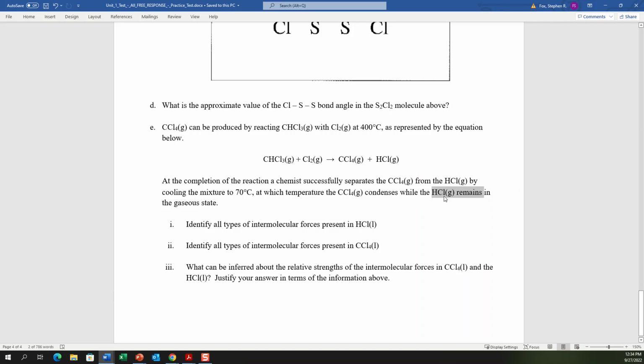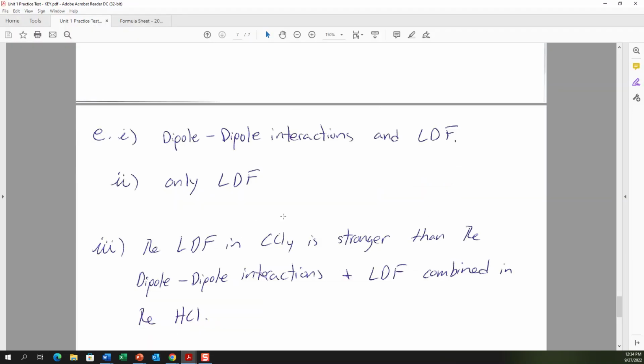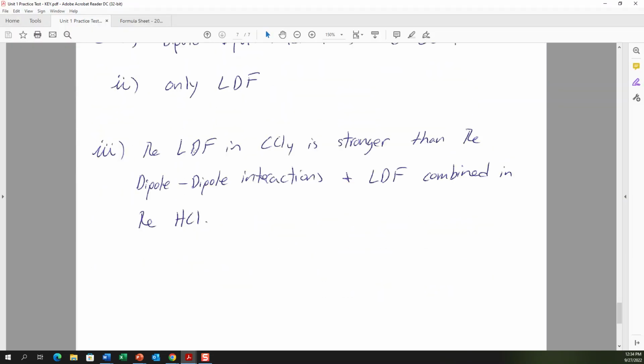So that's telling you that this one has weaker IMFs, okay? And so all you have to do is say the HCl, based on this statement above here, has weaker intermolecular forces, or you could just say the dipole-dipole interactions and the London dispersion in the HCl is weaker than the London dispersion forces alone in CCl4, okay? So let's look at the question. We know the London dispersion forces in CCl4 is stronger than the combined dipole-dipole interactions and London dispersion in HCl. There we go. All right.